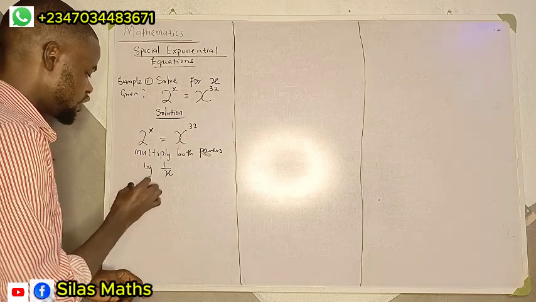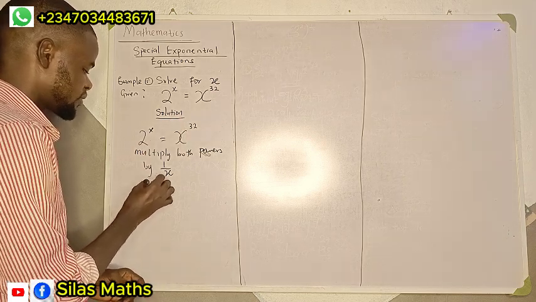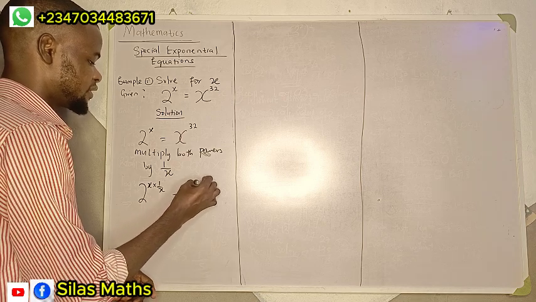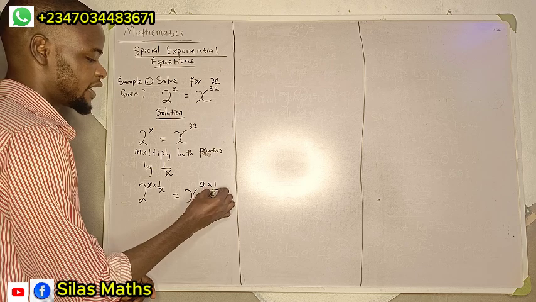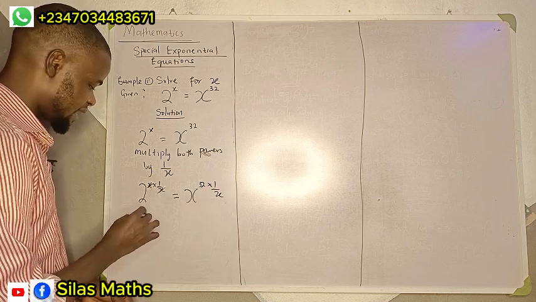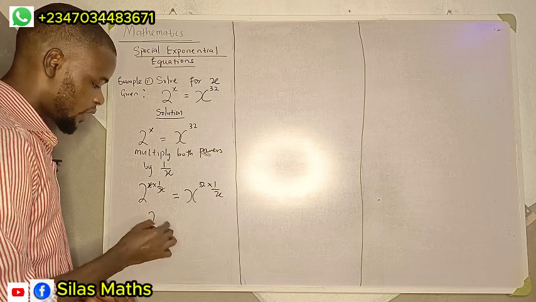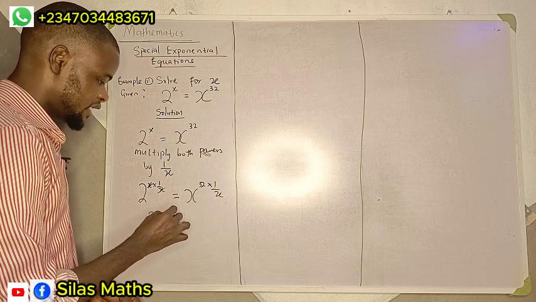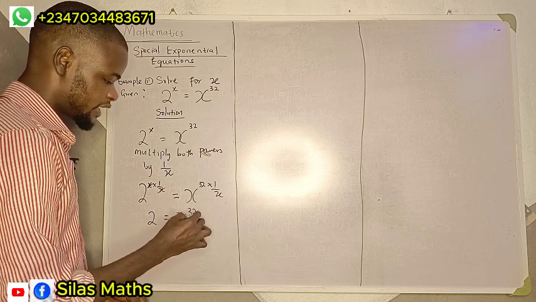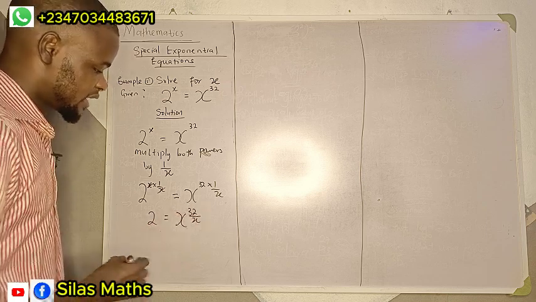So I'll now have 2 to the power of x times 1 over x equal to x to the power of 32 times 1 over x. With that, this x will cancel out this x. Then I have 2 to the power of 1 equal to x to the power of 32 over x.